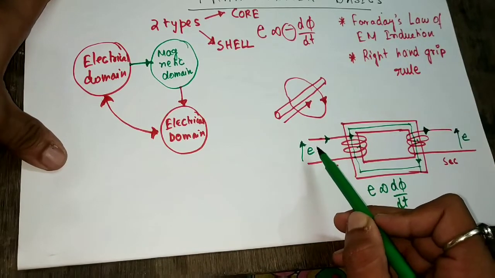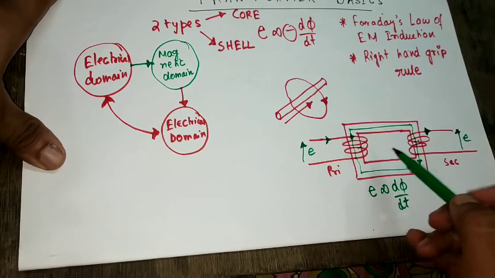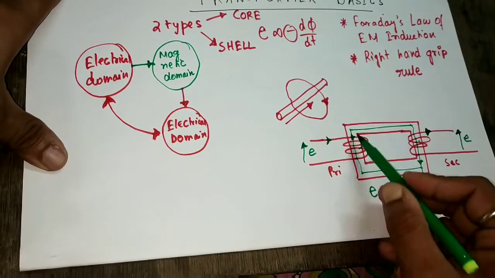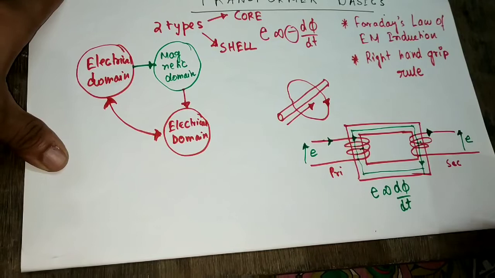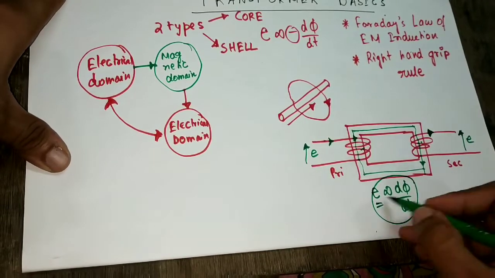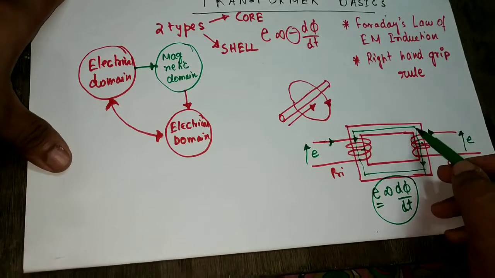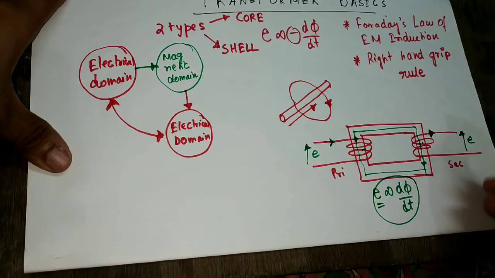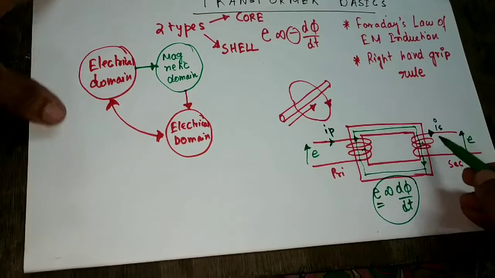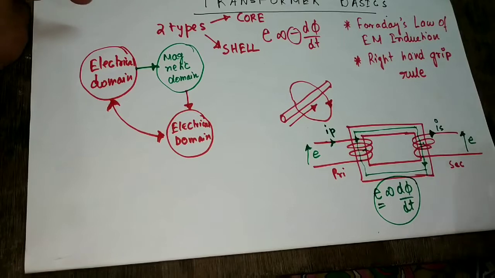If we give a supply on the primary side, an EMF is induced, and there is a flux produced in the core, given by the induced EMF equation, E proportional to d phi by dt. This flux is linking the secondary, and there is a flow of current in the primary, there is a current flow in the secondary, and there is an induced EMF in the secondary circuit.